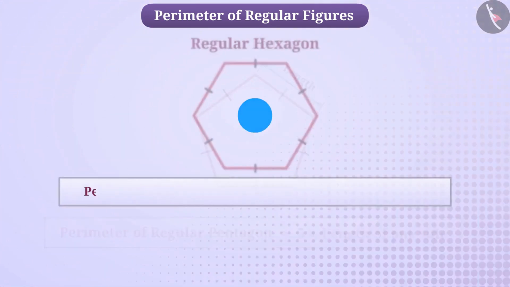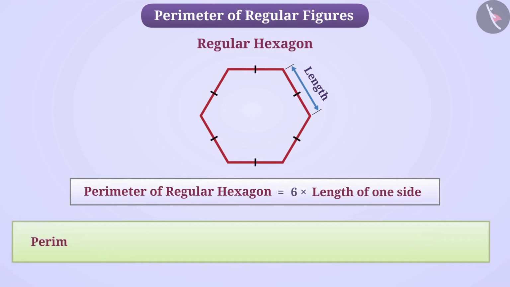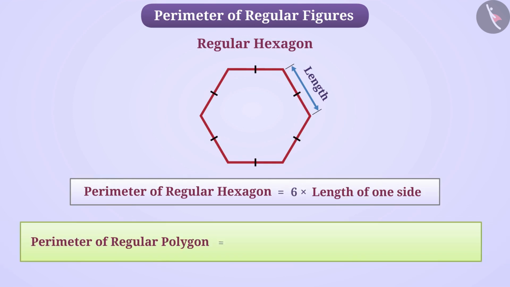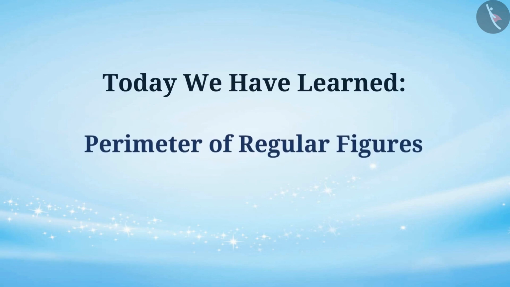Similarly, the perimeter of a regular hexagon is equal to 6 multiplied by length of one side. Thus, the perimeter of any regular polygon is equal to number of sides of that polygon multiplied by length of one side. So today we have learned perimeter of regular figures. In the next video, we will solve some examples related to them.